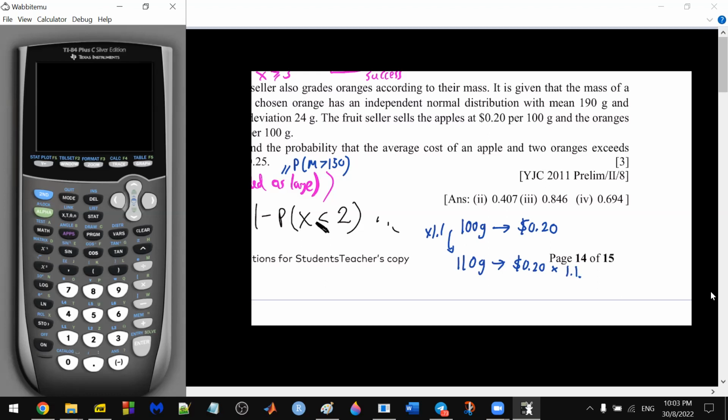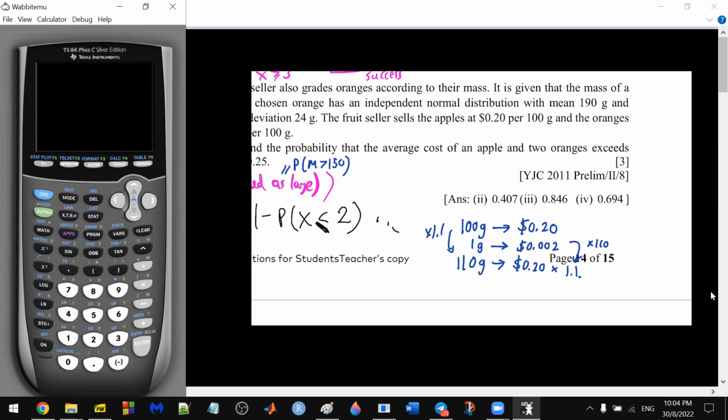Yeah. It's equivalent to going to 1 gram first, then you get the 0.002. Then after that, you times 110. Same thing. It's just rate, like primary school stuff, maybe secondary school. Is that okay?